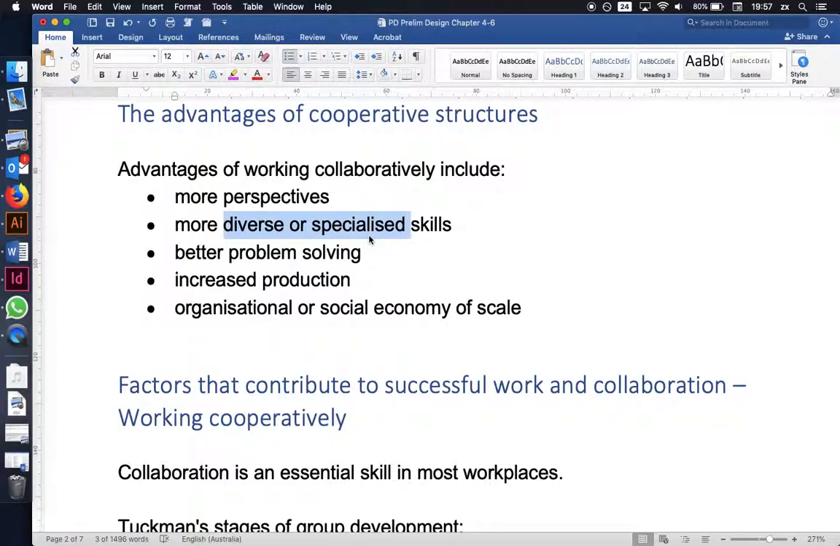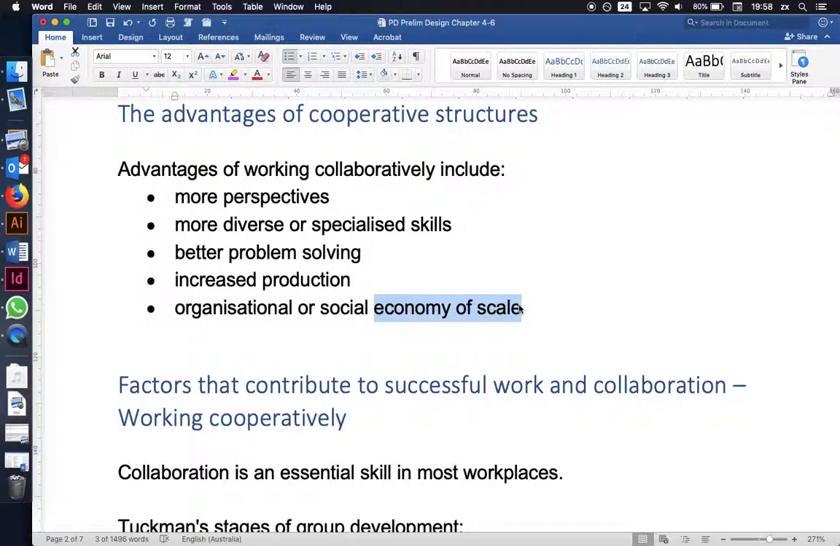We've already talked about increased production, and we have organizational or social economy of scale. The idea is that simply the more people we have, the easier it is to accommodate more people. Social economy of scale means that in a bigger community, you're more likely to find people who are like you. You're more likely to find the kinds of people you need in a society, whereas when you have a smaller group or a smaller team, you just have to take what's available.